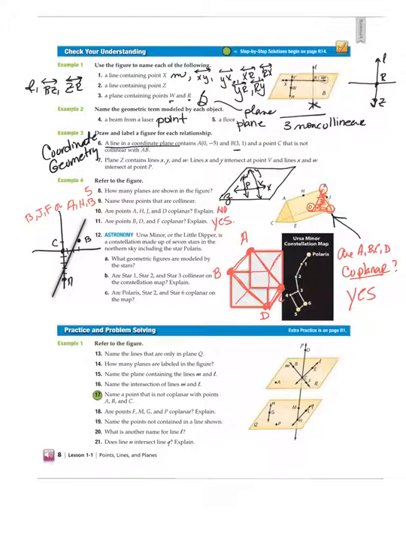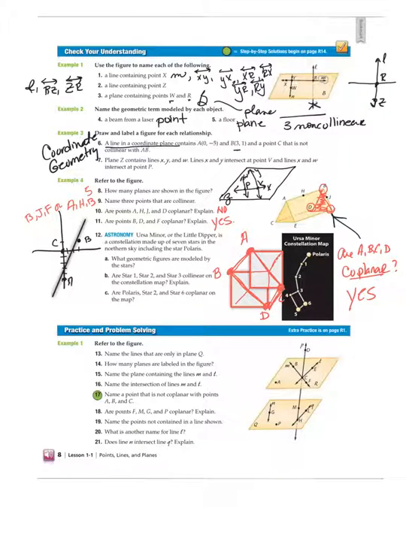So again, don't just fall into the trap of can I see the flat surface. If it's possible to put a flat surface through the points that you're asked about, then those are still considered coplanar. Let's whip through these last few, so I want to make sure you're prepared for the homework.